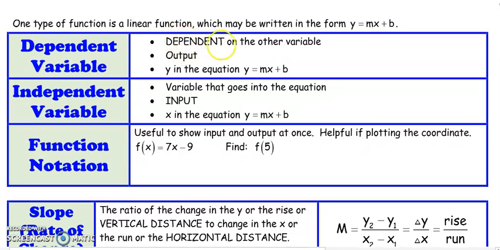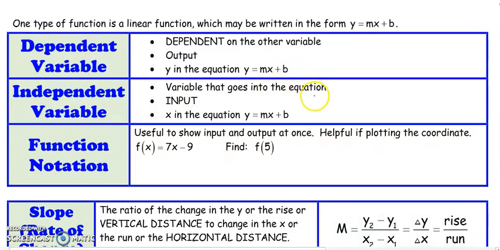Dependent variable is dependent, that's why it's called that, on another variable. It's also the output. A lot of people mix these two up. So it's dependent on another variable. And so y is actually the dependent variable. A lot of people think it's independent because it's alone on one side. But actually, whatever you get for y totally depends on what you put in over here on the right-hand side.